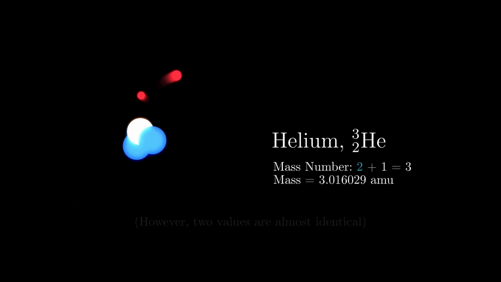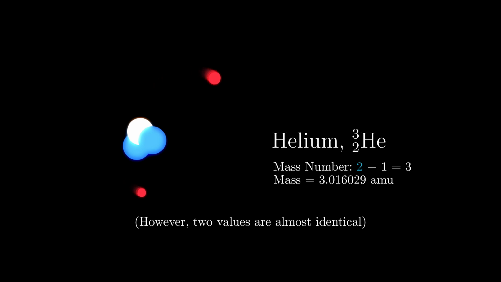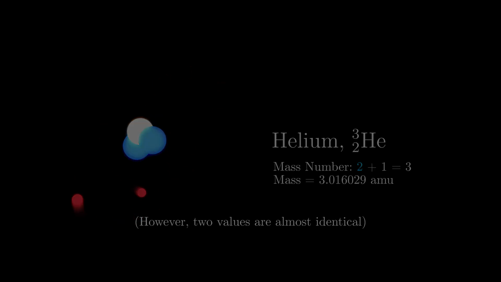3.016029 AMU, not exactly 3. So, when a value of an isotope's mass is given, always use the provided values. When not, it is generally safe to approximate the mass number as an atomic mass.